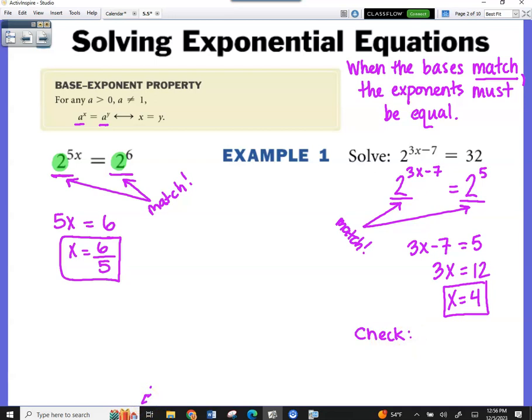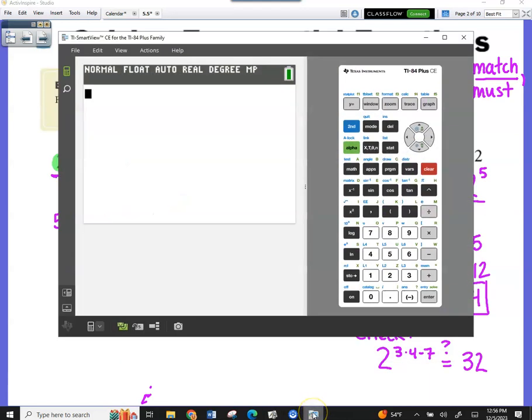Go back to the original, and in the original, you would type in your calculator one side to confirm if you get the right side. So you would go to your calculator and type 2 caret 3 times 4 minus 7, enter, and you would see if you get 32. And I do. So now I know I got it right.